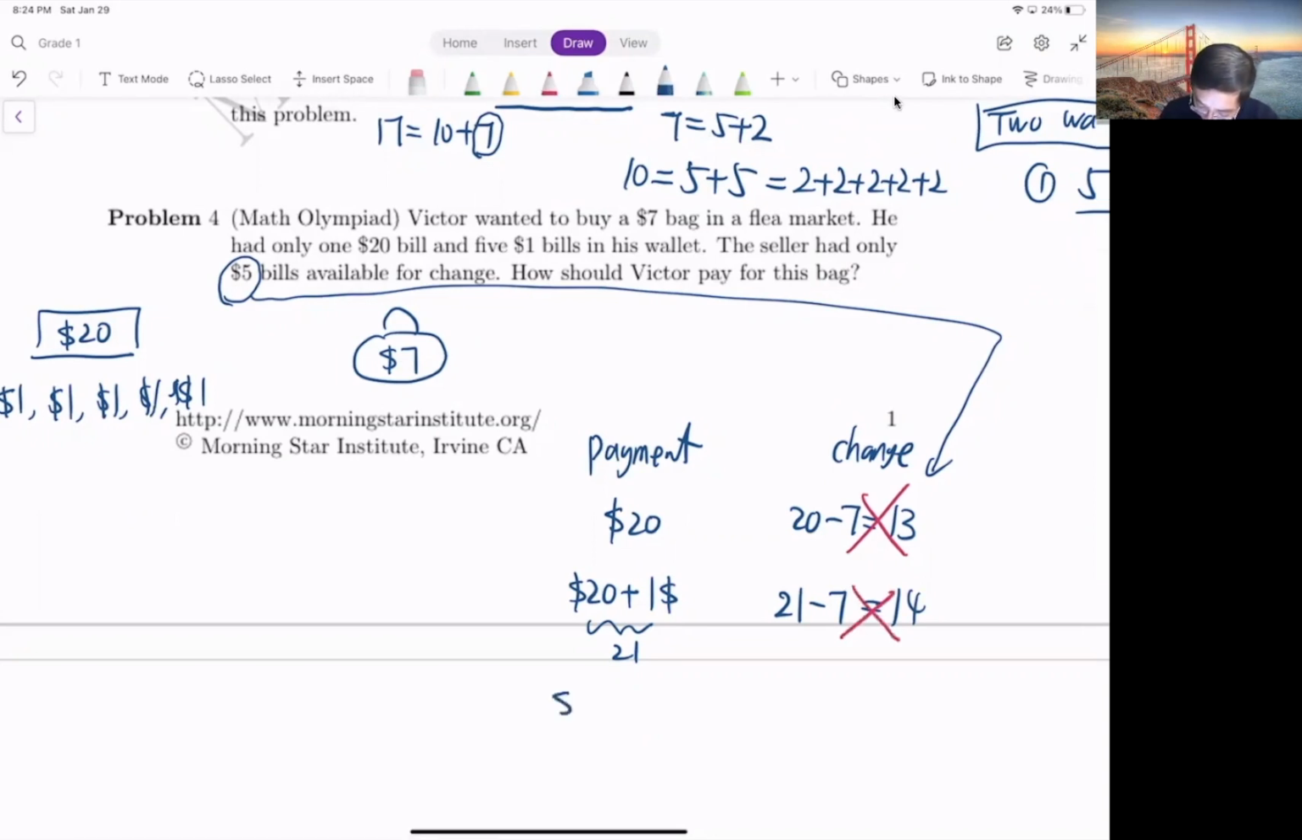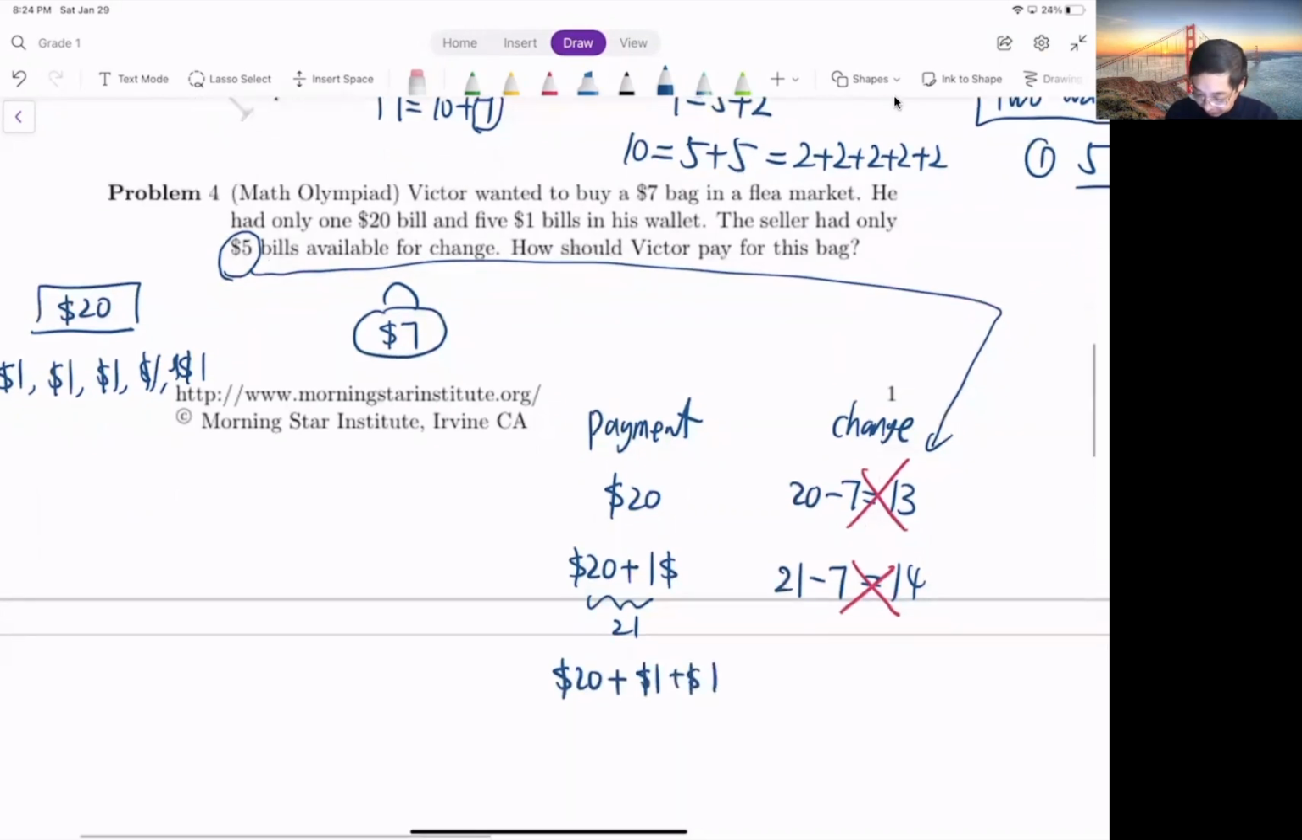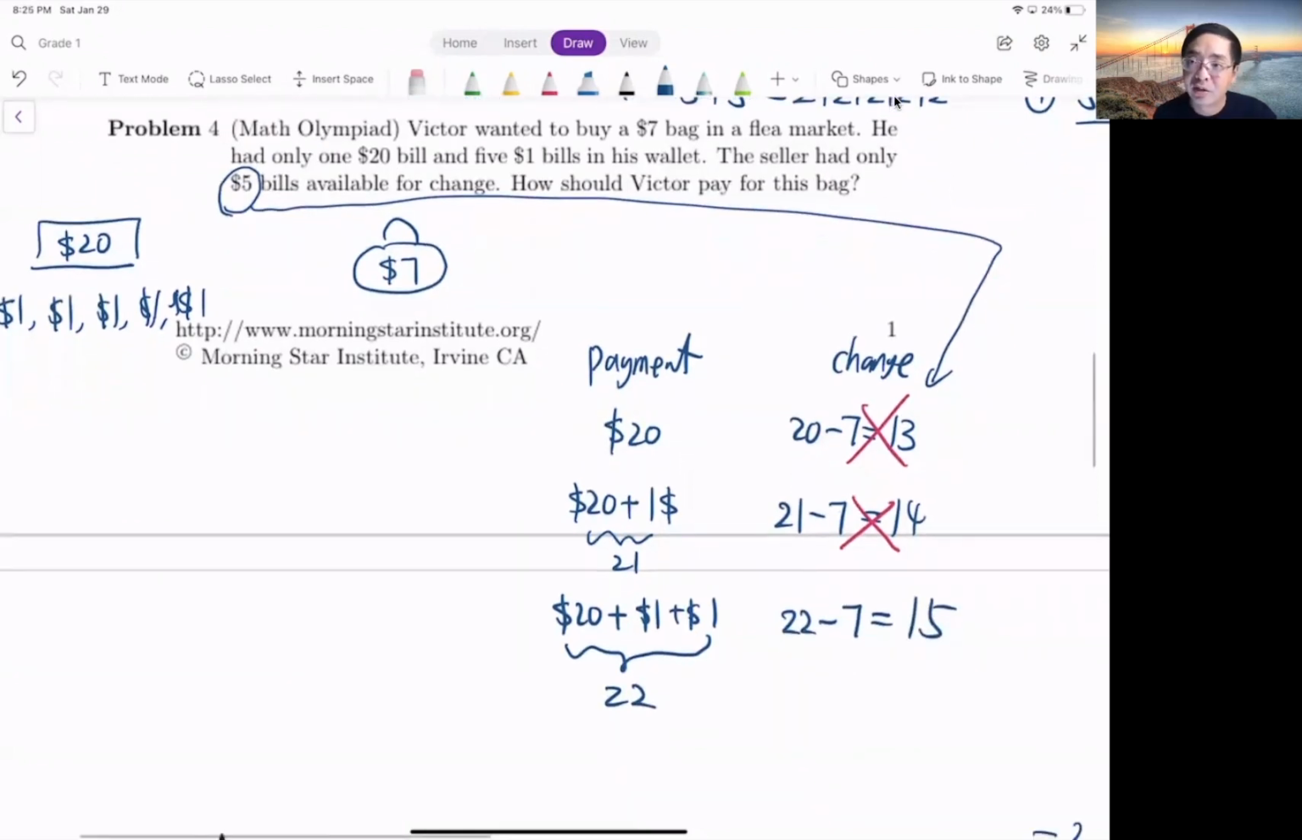Let's say we give 2 $1 bills. Can we do it? Yeah, so for this case, the payment is 22. And the change is 22 minus 7, which is 15. Can we divide 15 into $5 bills? Yes, we can, because 15 is 3 $5 bills. So this one works.